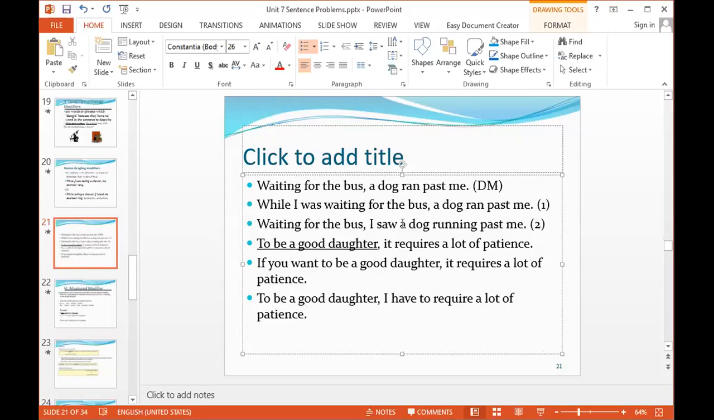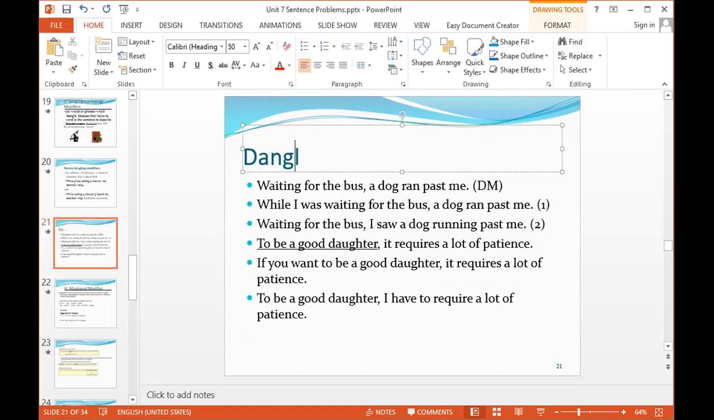So again, dangling. How do we know it is dangling? If they ask you like that, how do you answer? What is a dangling modifier? So what is a dangling modifier?